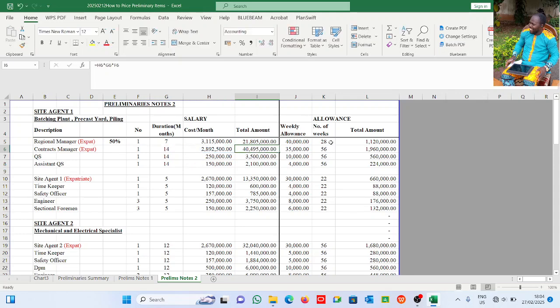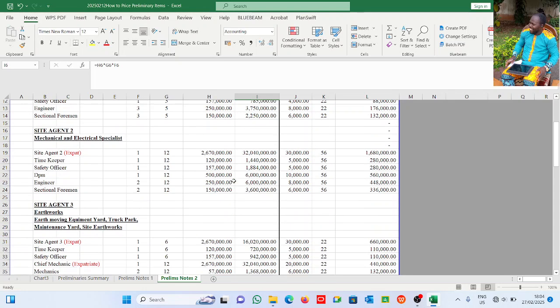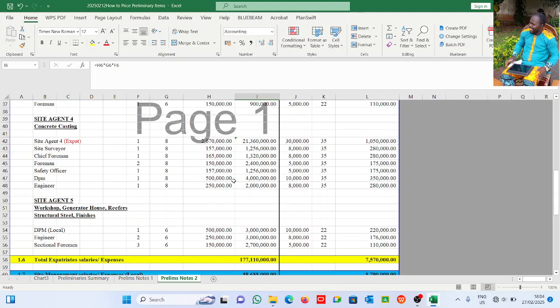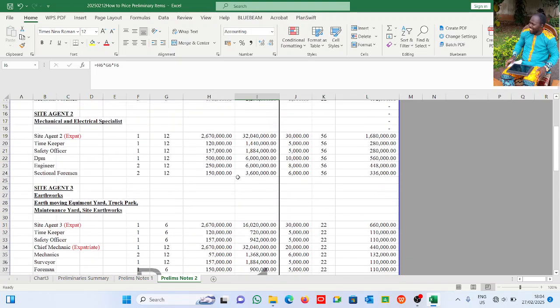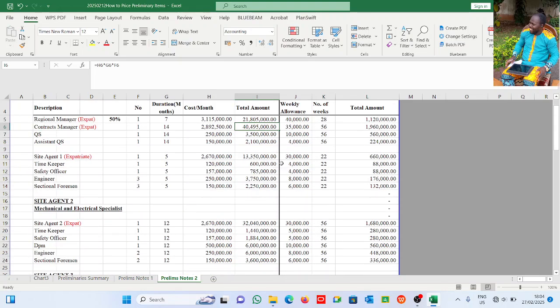Like the same thing for the allowances, because otherwise we will not be able to go through each of them one after the other. All right, if you require the template, just reach out to me either via mail or via WhatsApp, and you are going to get it. It will be a beautiful guide. All right, okay, now we have a QS.